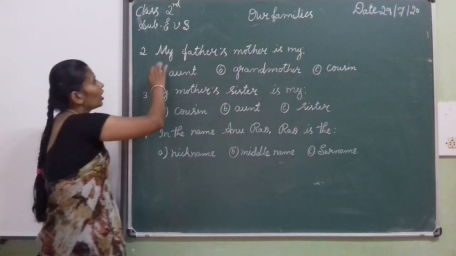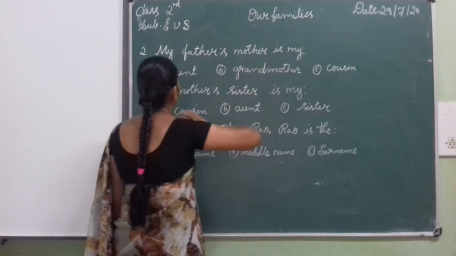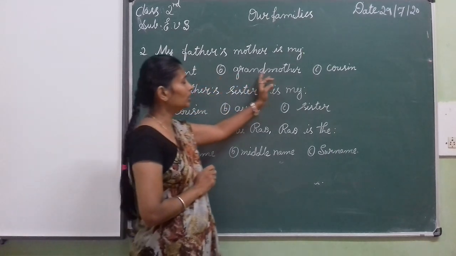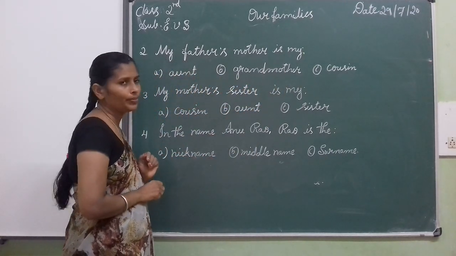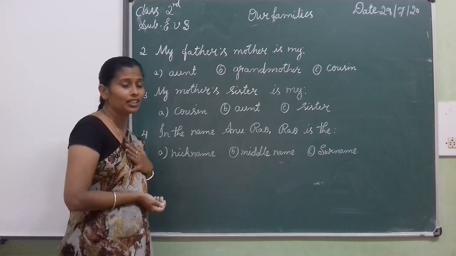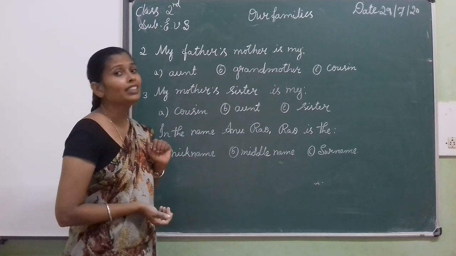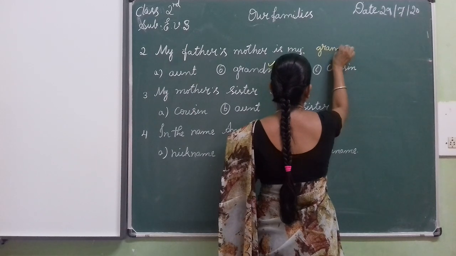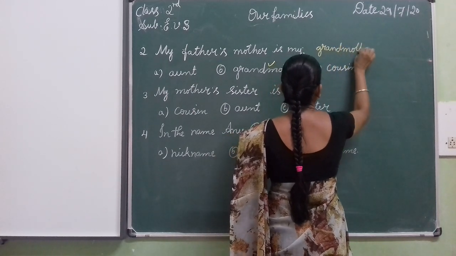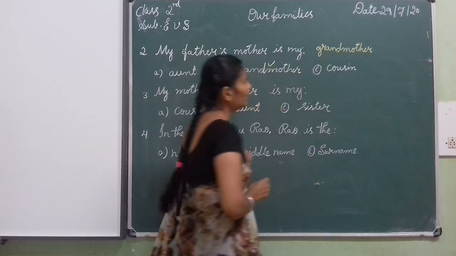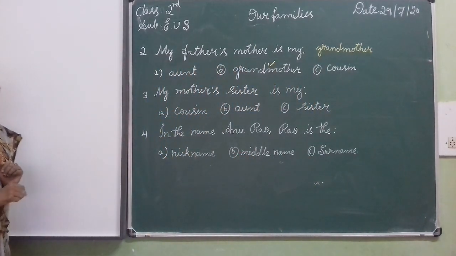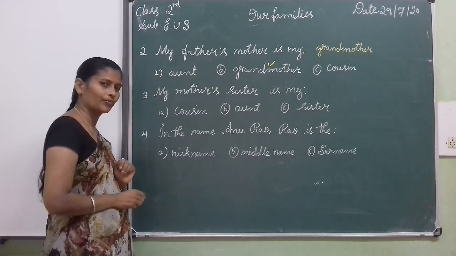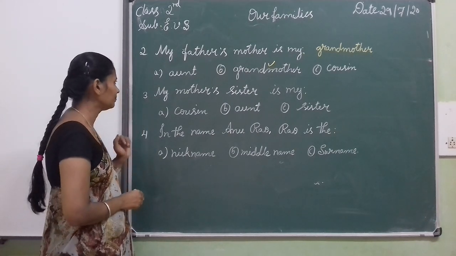Now second one, children. My father's mother is my. What? My father's mother is my, grandmother or cousin? Tell me, my father's mother we call a grandmother. Think grandmother and write here grand. G-R-A-N-D, grand. M-O-T-H-E-R, mother. Grandmother. Okay? Finish. Come to third one.